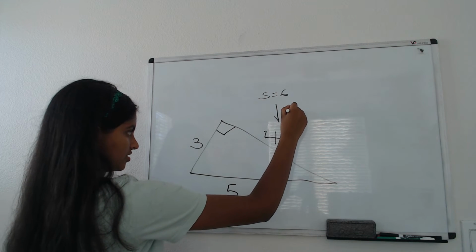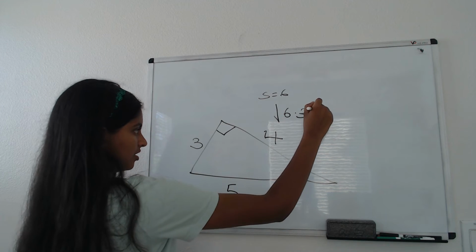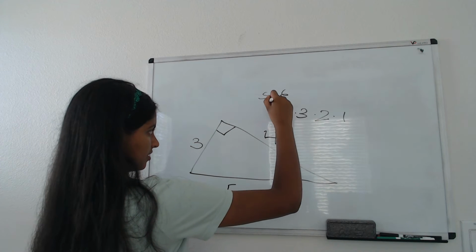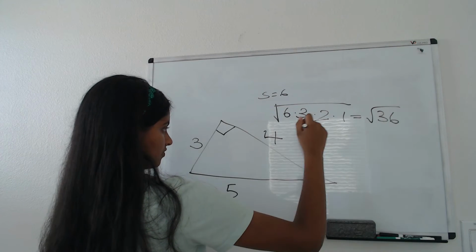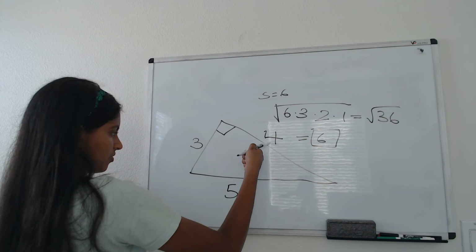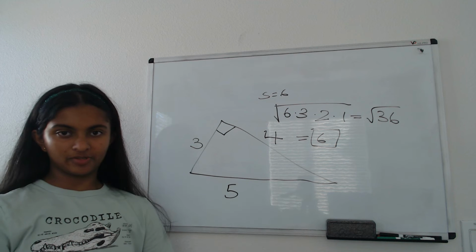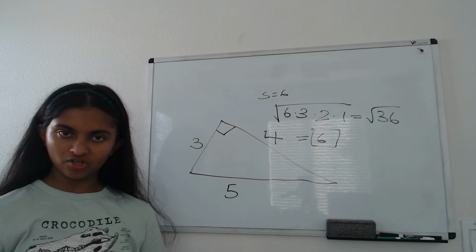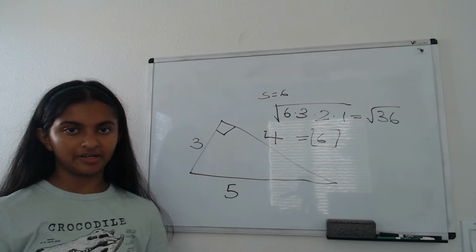So now we just need to take 6 times (6 minus 3) times (6 minus 4) times (6 minus 5). This is going to, by the formula, give the square root of 36, which is equal to 6. And of course, we can just multiply these and divide them by 2 because this is a right triangle, to verify the result. Now, just to make sure everyone understands the concept, we can try this on a triangle where we can't check our answer so easily.